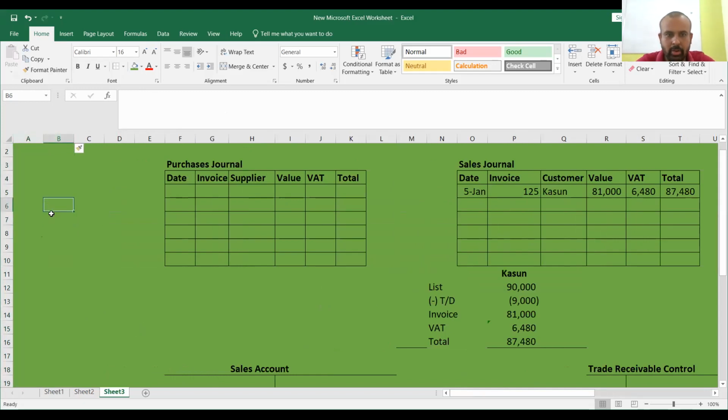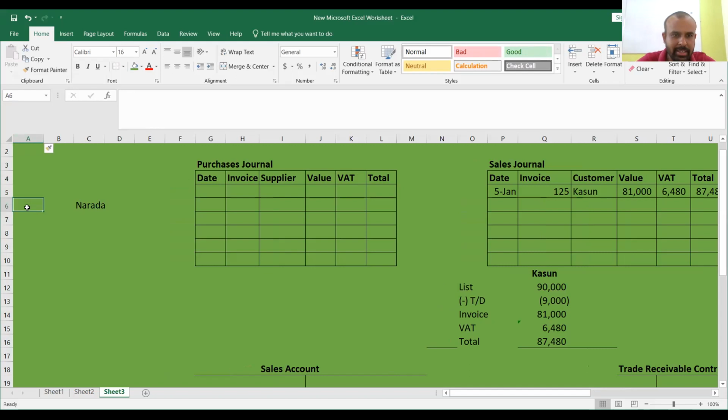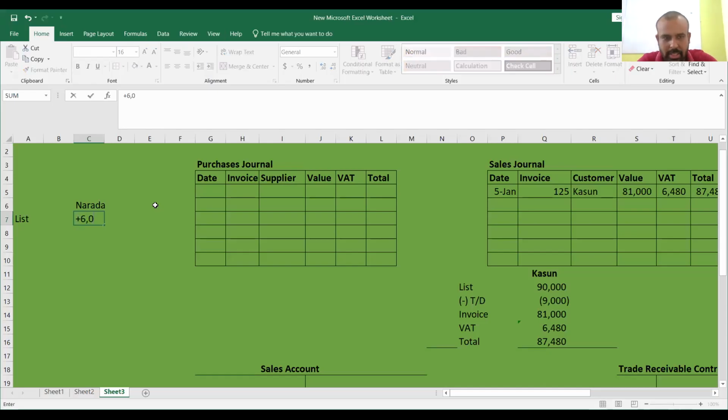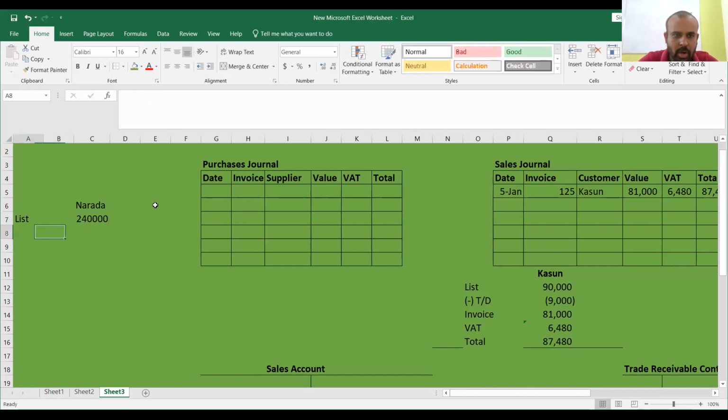Right. From whom have we purchased here? Narada. Right. Tell me Narada's list price, that is the price before deducting the trade discount. Narada's price before deducting the trade discount is how much? 6,000 into 40, which is 240,000.